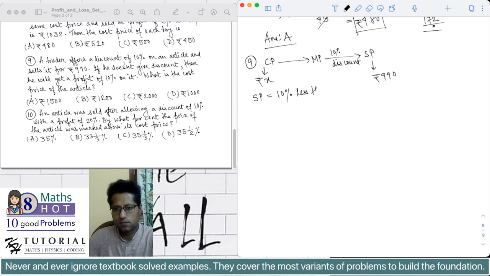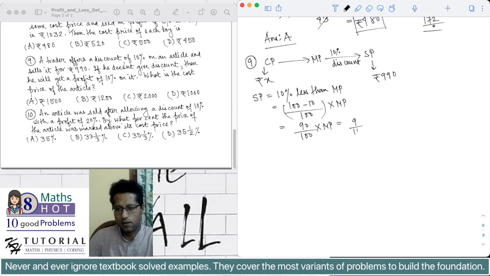less than mark price. This is equal to 10% less than mark price, means 100 minus 10 divided by 100 multiplied by mark price. This is equal to 90 by 100 multiplied by mark price, which is equal to 9 by 10 mark price.